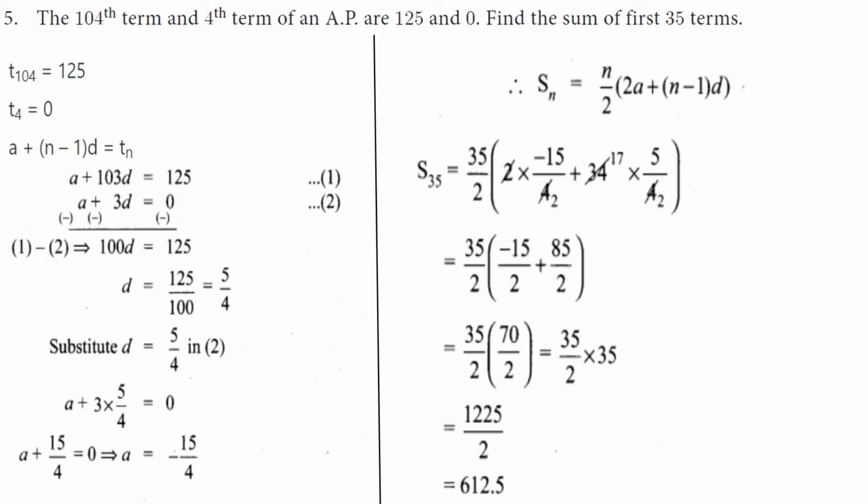So you cancel and you get 35 by 2 into minus 15 by 2 plus 85 by 2. Denominator same means you have to add. So 85 minus 15 is 70. So 35 by 2 into 70 by 2. Here also you cancel with 2, you get 35. Therefore 35 into 35, 1225 by 2, is 612.5. That is the sum. S35 equals 612.5.